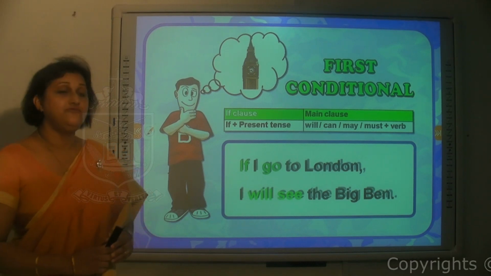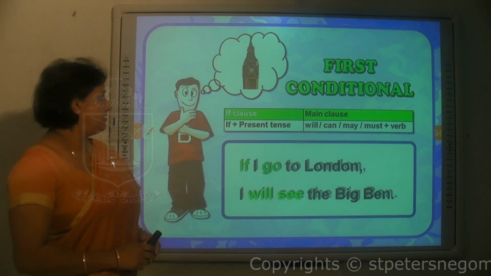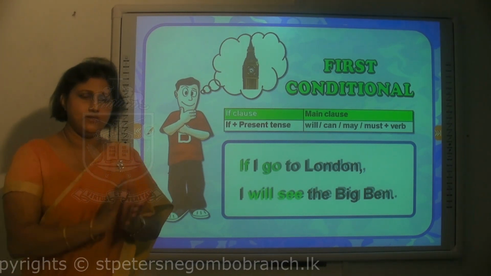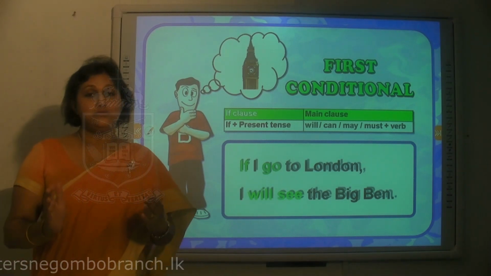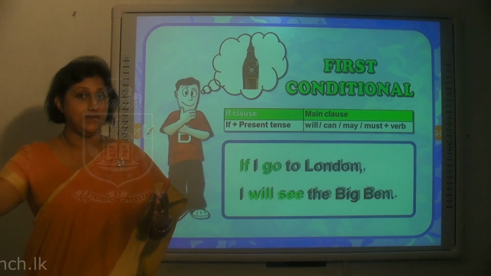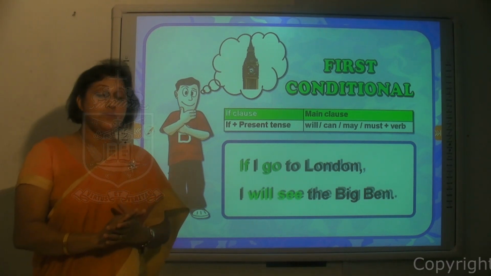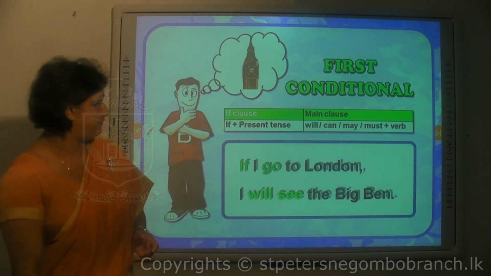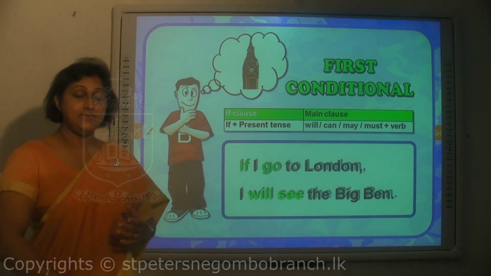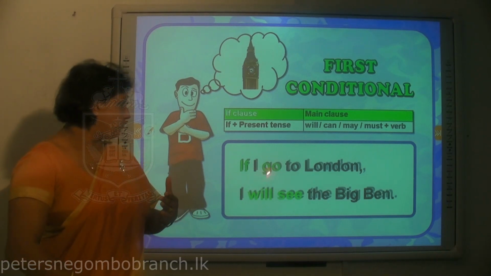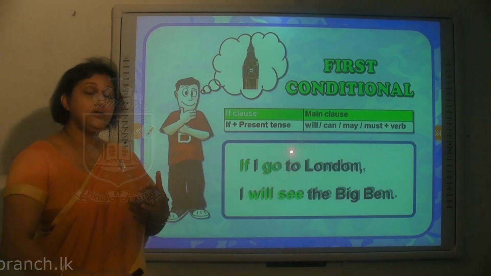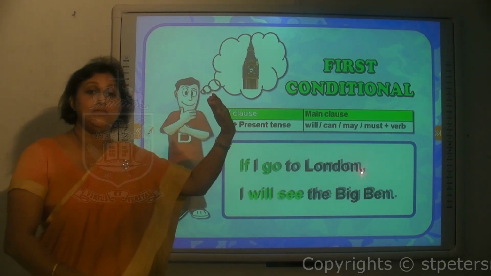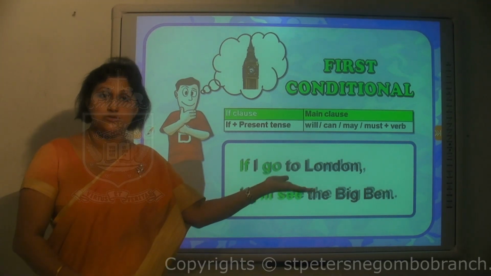We are moving on to the first conditional. Now, here I have given you an example. Look at the sentence given. If I go to London, I will see the Big Ben. If I go to London, that is in present tense. If I go, look at this word go. If I go to London in present tense, then what is going to happen? You will see the Big Ben, something that is going to happen in the future.